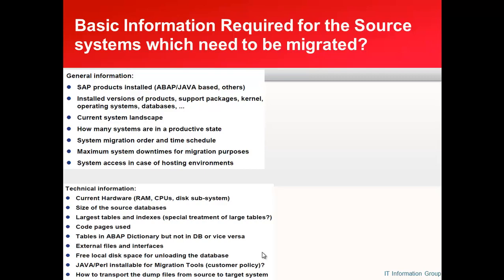And tables in the ABAP dictionary. So basically we need to have the information about what tables are in the dictionary but not in the database, and vice versa. We need to collect information about the external files and interfaces, and about the free disk space for unloading the database, because when we are performing a migration, the first step is that we need to export the database out of the source system.